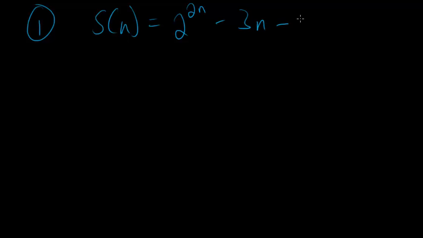So for number 1, I'll call it s of n, and this is equal to 2 to the 2n minus 3n minus 1. And what we're trying to prove here is that for values of n, this is divisible by 9. And if you check for n equals 1, 2, 3, and so on, you will see that it is indeed true, just by plugging in numbers.